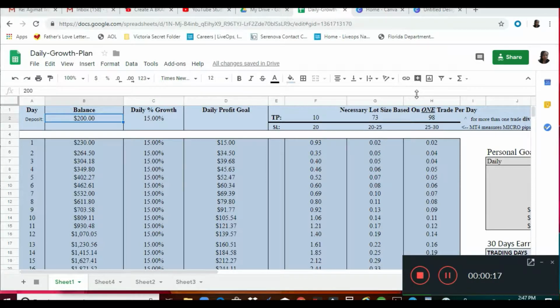Welcome everybody. My name is Vatricia Flowers, and today I'm going to be discussing this chart that you see in front of you. It's called the Daily Growth Plan.